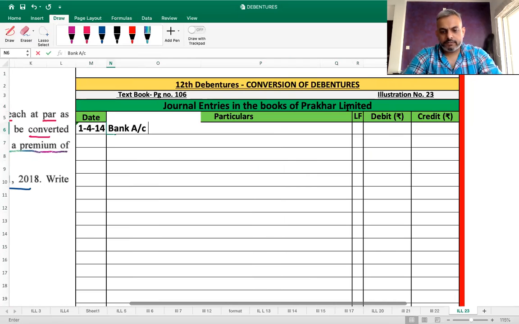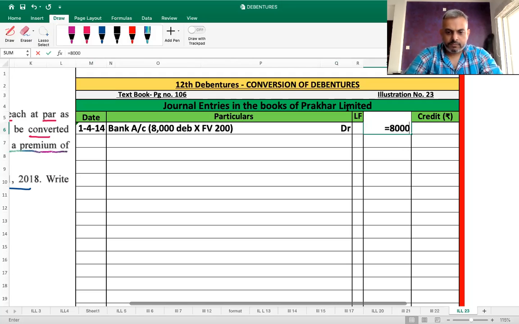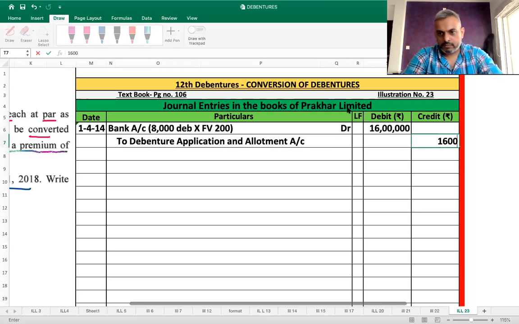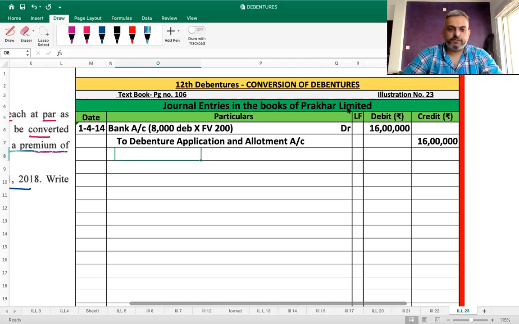So bank account. Now 8,000 debentures into face value 200. They are issued at par. So debit 16 lakh to debenture application and allotment account, 16 lakh.